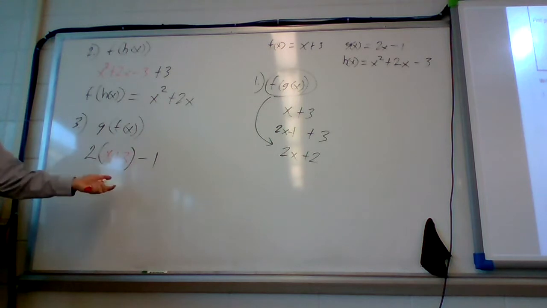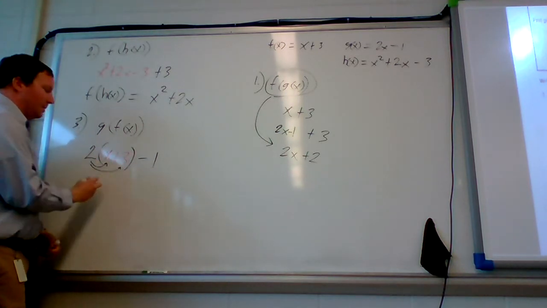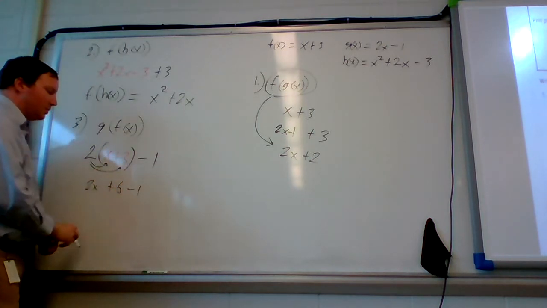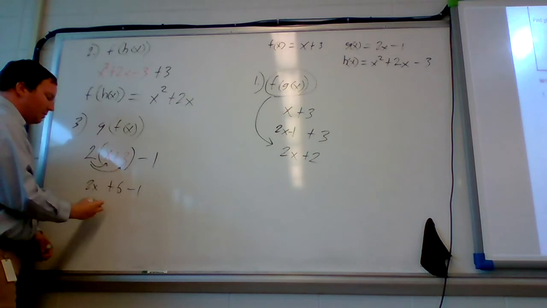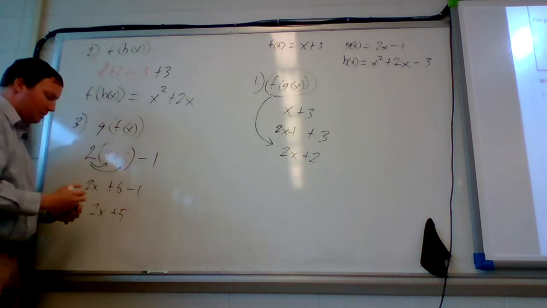Now I just need to simplify it down. So I'm going to take 2, got to distribute. So 2x plus 6 minus 1. Combine our like terms. We get 2x plus 5.